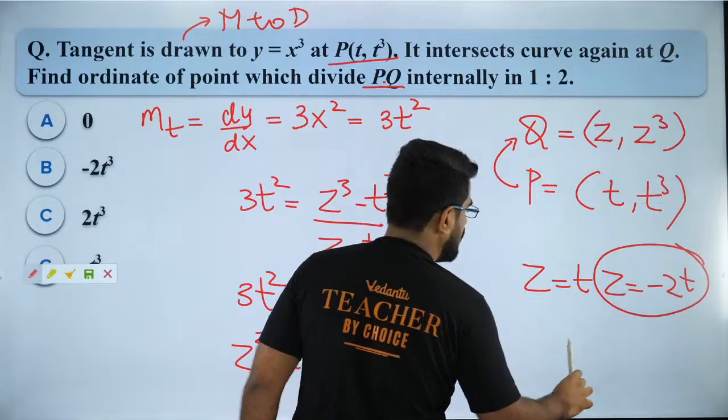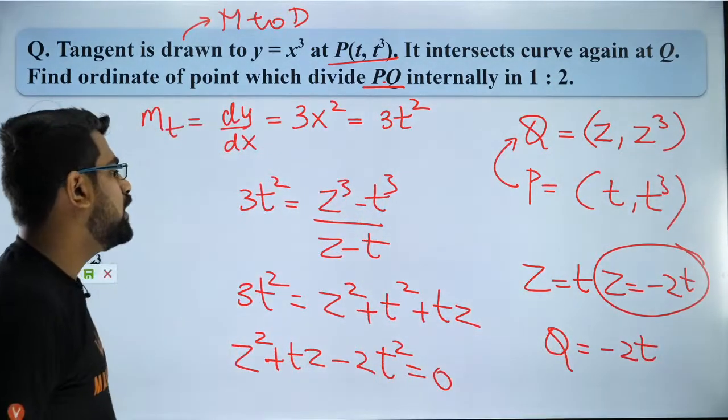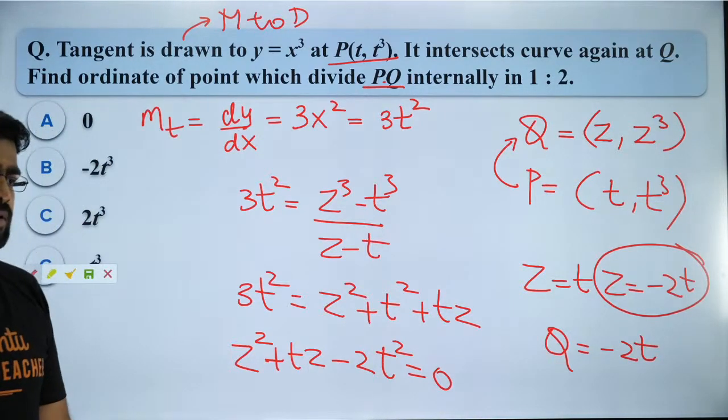So this is your Q. The Q parameter is minus 2t. Are you all clear? The parameter of Q is minus 2t. Are you all clear with this?